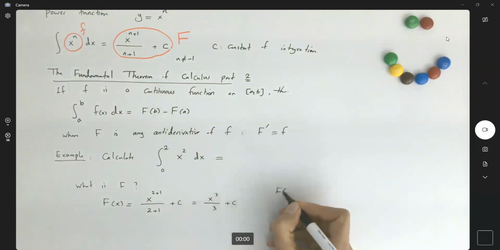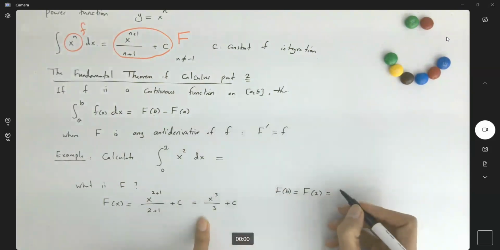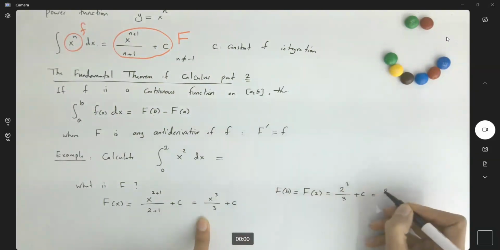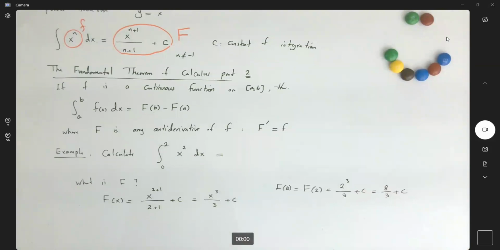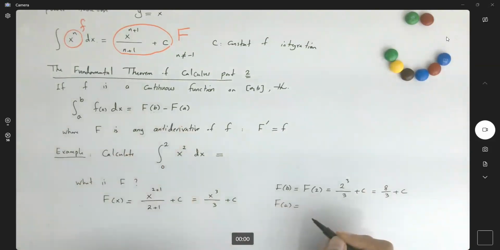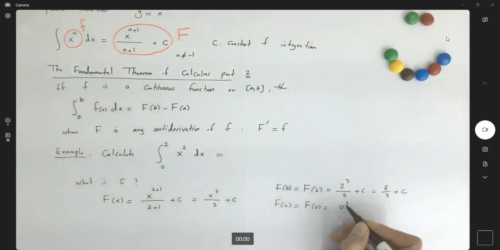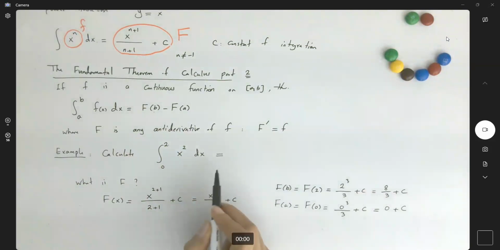Well, what is F of b? F of b is F of 2. What is F of 2? F of 2 is 2 to the third divided by 3 plus c, or 8 thirds plus a constant of integration. What is F of a? You need to find F of a as well, right? F of a is F of 0. F of 0 is equal to 0 to the third divided by 3 plus a constant of integration, or 0 plus c.